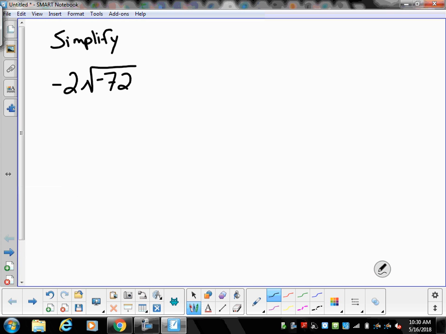Okay, so we're going to start with just a couple of real quick reminders of a couple things from yesterday. So start with this one. It just says simplify -2 times the square root of -72. So now talk me through this. What's gonna happen here?